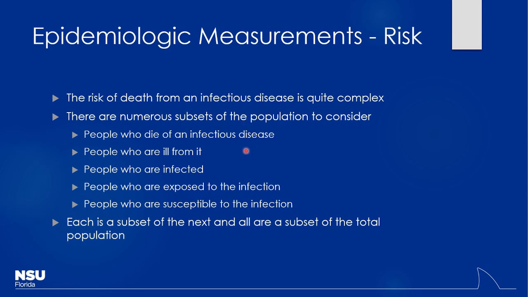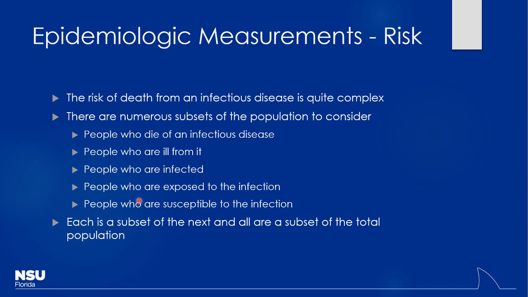Just because you contract the flu doesn't mean you're necessarily going to be one of those patients that die from the flu, right? So for instance, you're looking at different subsets of the population to get an idea of different aspects of the disease state. You have people who will die from an infectious disease. You have some set of people who get ill from it, some people who are infected but never really manifest a whole lot of symptoms, and then you have people who are exposed to the infection but actually never contracted it, and then people who might be susceptible to the infection.